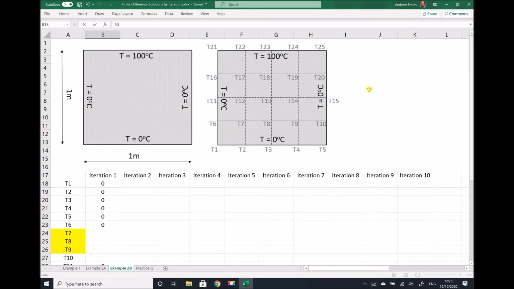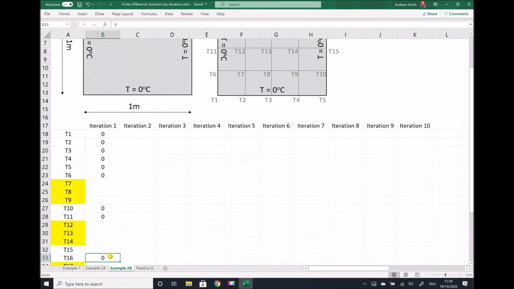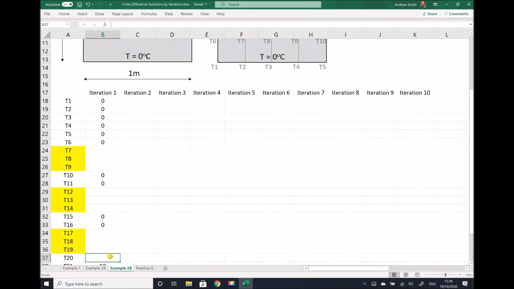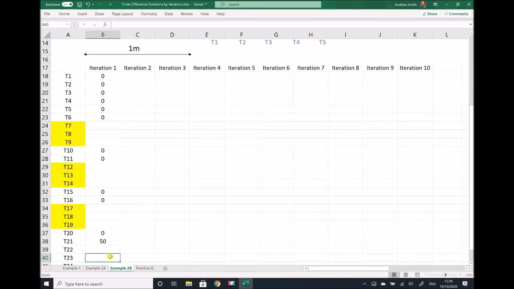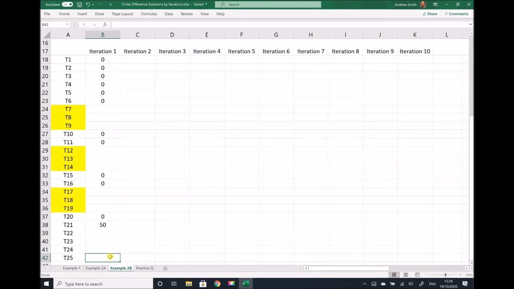Okay, let's return to the top and do the right-hand side of the shape. We know that T10, T15 and T20 are all going to be 0 because they sit on that boundary. So T10, 0, T15, 0 and T20, 0. Now the top right-hand node, T25, is also going to be 50 degrees for the same reasons discussed previously for T21. We're just left with a couple of points to define here.